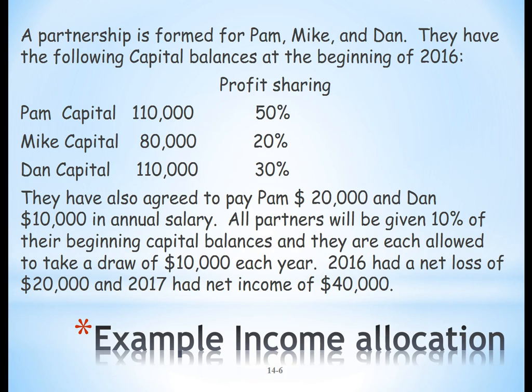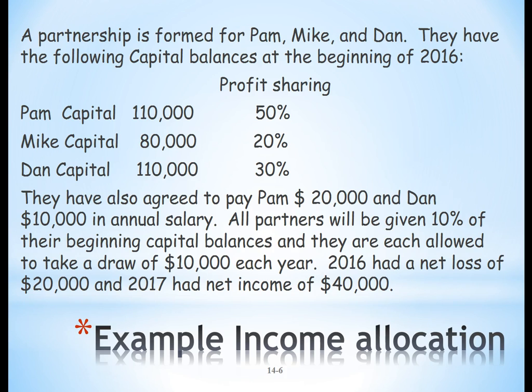All right, so now let's take a look at an example. We have a partnership formed for Pam, Mike, and Dan, and they have the following capital balances at the beginning of 2016. Pam has a balance of $110,000, and her profit sharing, she gets 50%. Mike has $80,000, he gets 20%, and Dan has $110,000, he gets 30%.